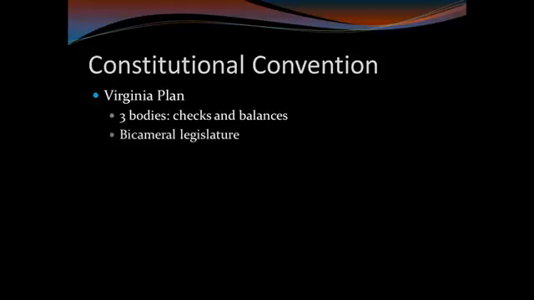They then understood that the most powerful branch is the legislature because it's the law writing branch. So they made it bicameral. And the idea of checks and balances is bicameral means two houses. So you have a Senate and a House of Representatives. And that the Senate then is intended to check the House of Representatives and vice versa. All right, so the Virginia plan was adopted, and that's its essence. Three bodies, checks and balances, and a bicameral legislature.